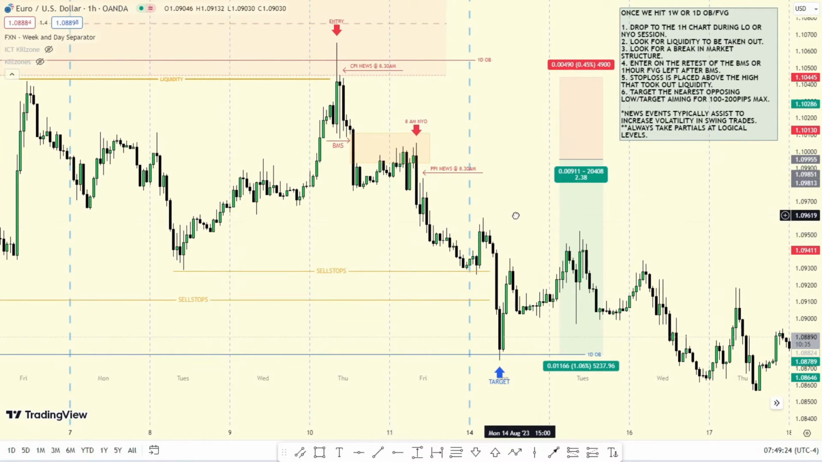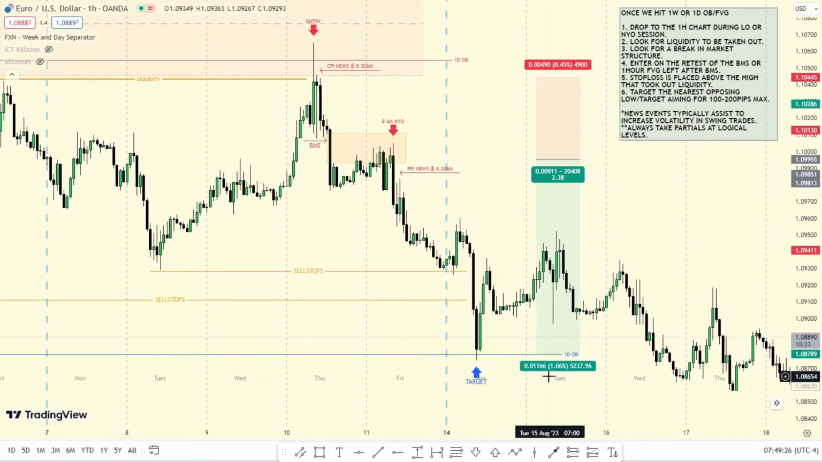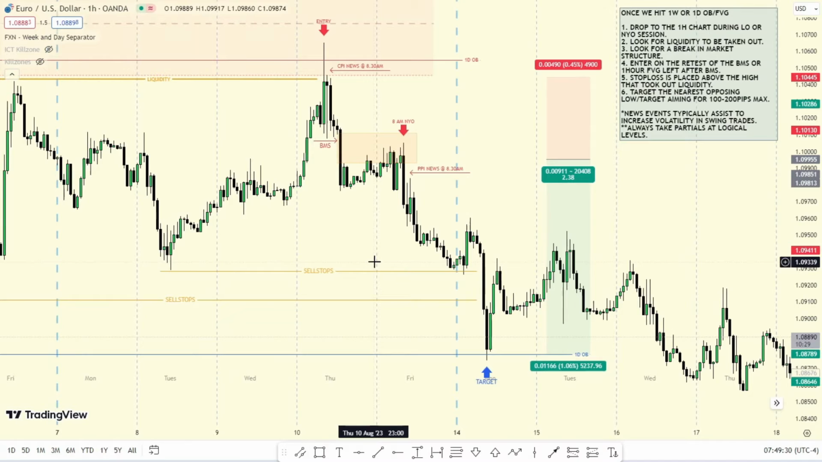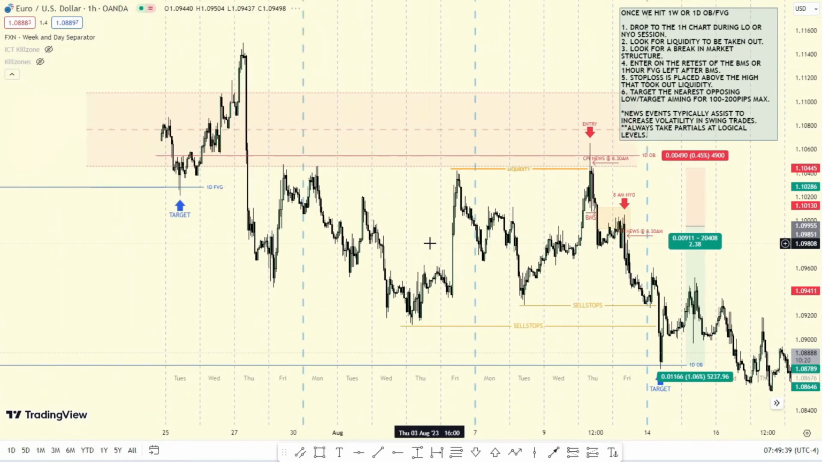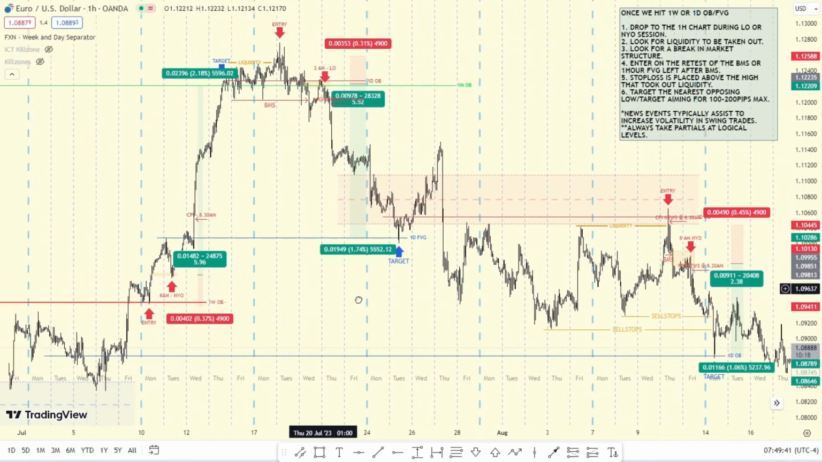So this is the example that I'm showing you, where we took about 100 pips. On average, the target that you're aiming for is between 100 to 200 pips maximum per trade. So that's the first example. We will jump into the second example that I'll be outlining.